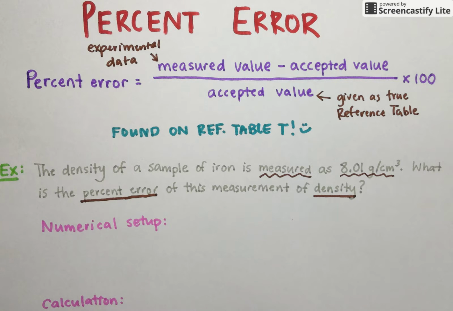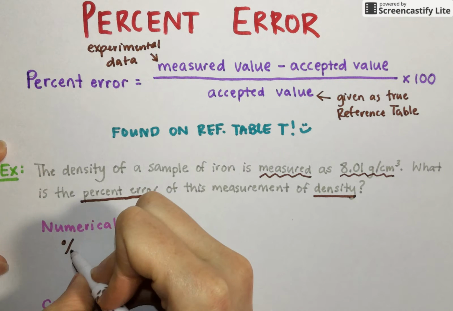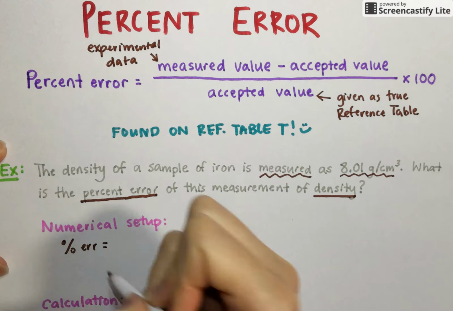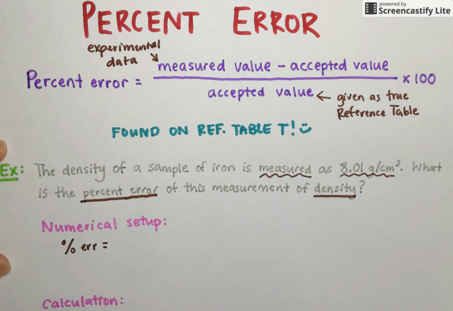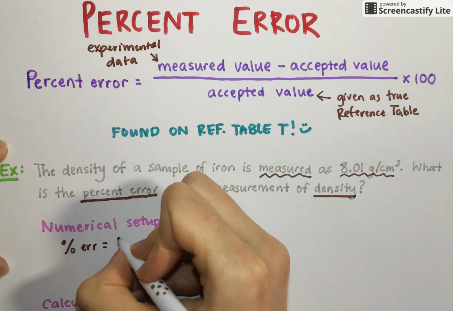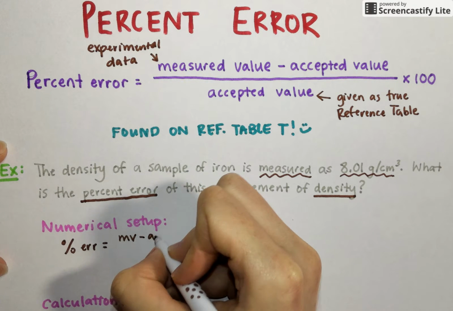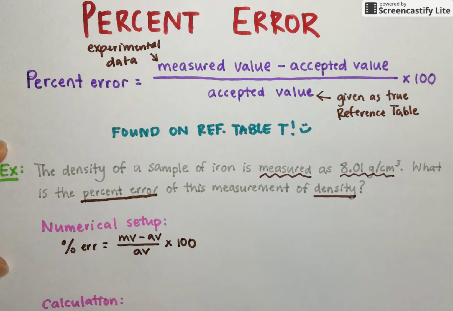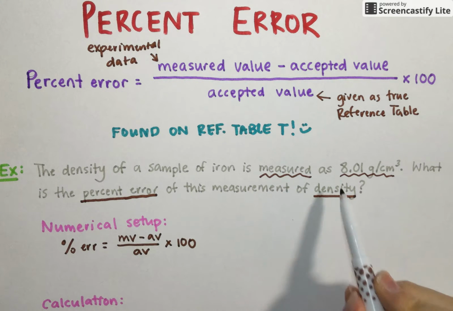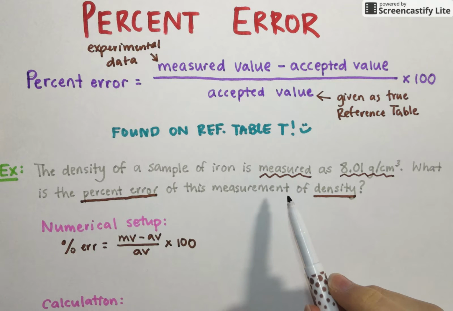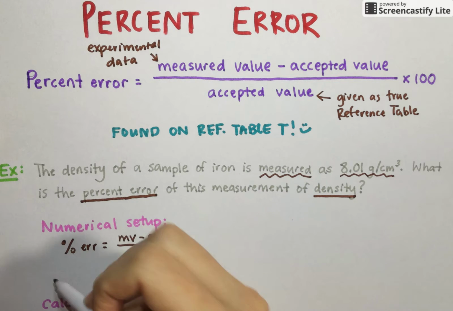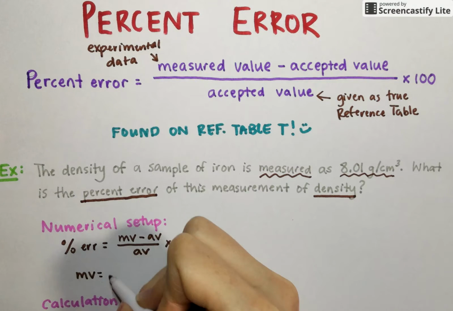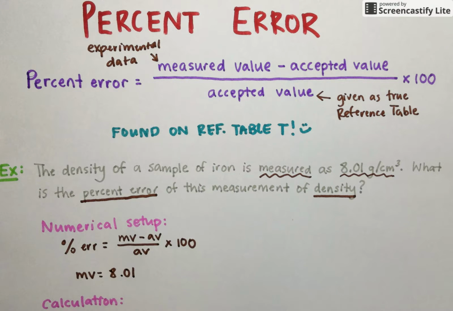If I was just looking for a numerical setup, I'd always start by writing out my equation, because this eliminates silly mistakes of plugging in the right values in the wrong places. I know it's my measured minus my accepted over my accepted times 100. And looking at that problem, again, this 8.01 value was measured. It was given to us experimentally. So I know my measured value is equal to 8.01. But there are no other numbers in the problem, and I need an accepted value.